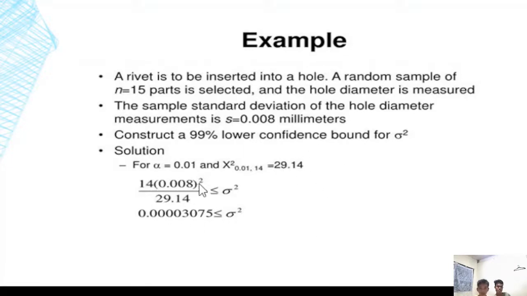Now, yung formula kanina na nakita natin, gagamitin natin yan at i-substitute lang natin yung mga values dito. Ang nakuha natin is sigma square is greater than or equal to 14 times 0.008 square all over 29.14. Ang makuha nating sagot pag ininput natin sa computer is sigma square is greater than or equal to 0.00003075.